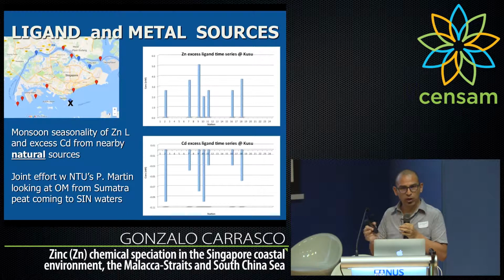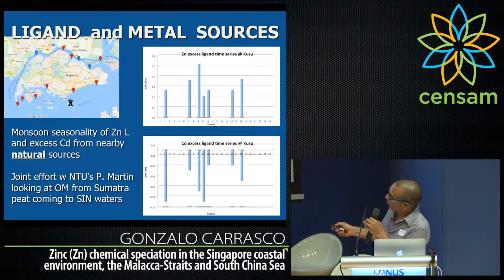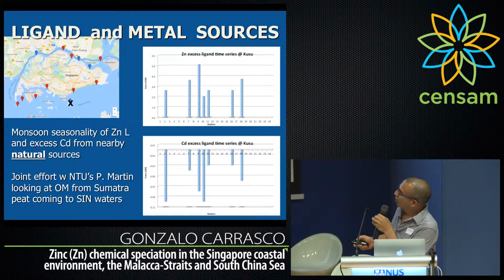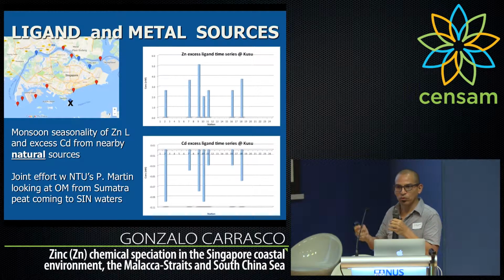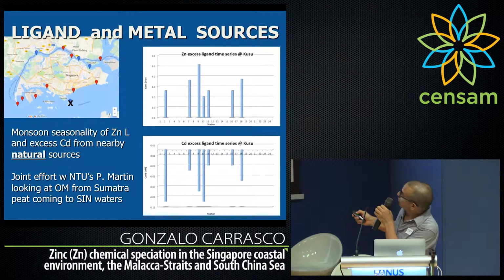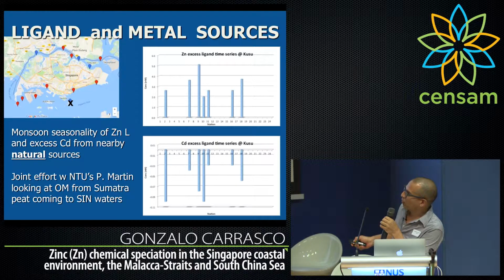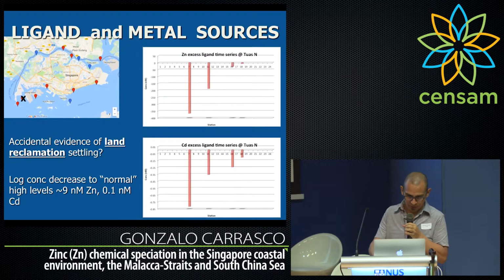But if we go one by one and separate each one of the stations, here we are at Kusu. Kusu sees only ligands for zinc and only excess cadmium, meaning that this could probably be the natural scenario whereby cadmium is upwelled and changing through time through the monsoonal seasons, and the zinc ligands are also changing within a relatively narrow range between 3 and 5 nanomolar. We are actually continuing to try to do this, looking at organic matter coming from Sumatra peat in a project that we're working on with Patrick Martin from NTU.